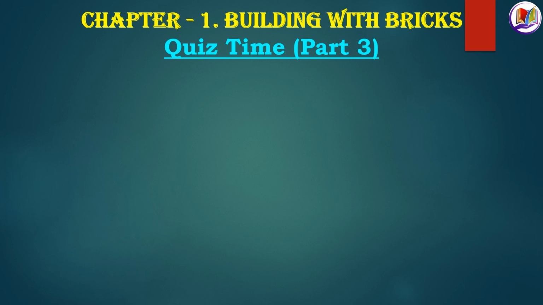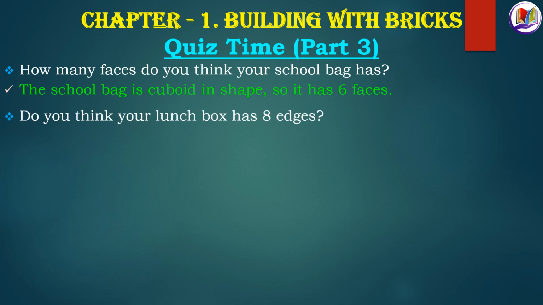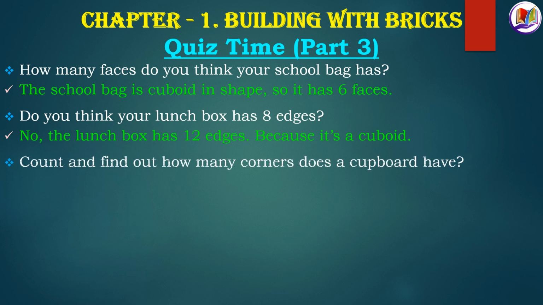So now let's come to the answers of the quiz time of part 3. Do you all remember? Well, how many faces do you think your school bag has? The school bag is cuboid in shape, so it has 6 faces. Do you think your lunchbox has 8 edges? No, the lunchbox has 12 edges because it's a cuboid. Count and find out how many corners a cupboard has. A cupboard has 8 corners as it's a cuboid.